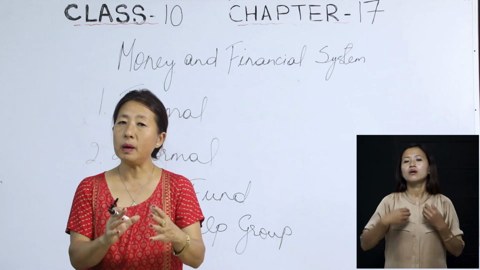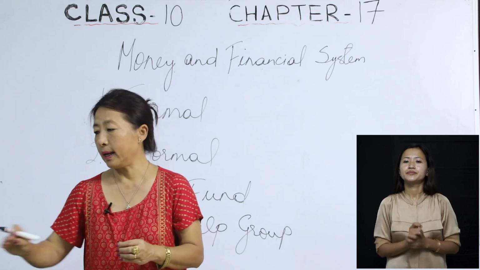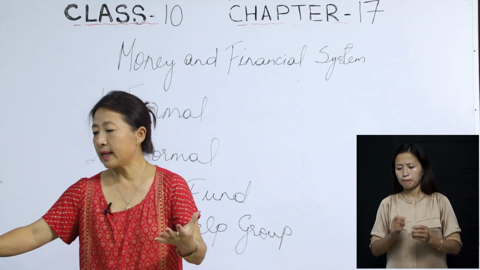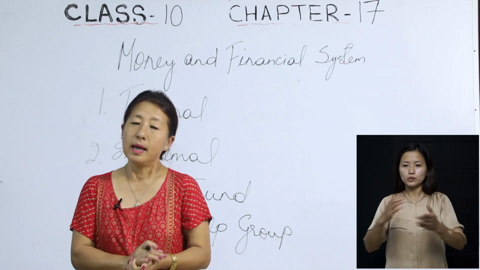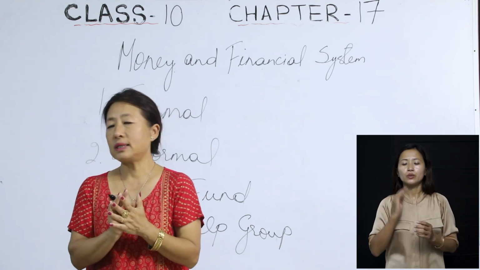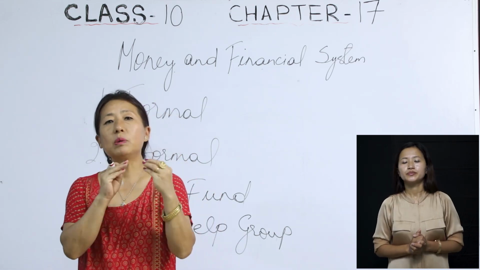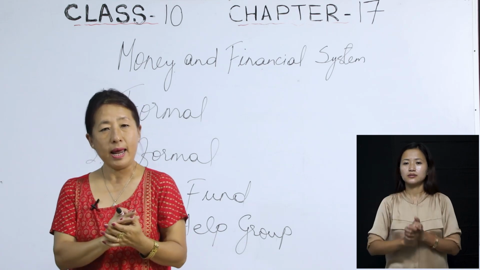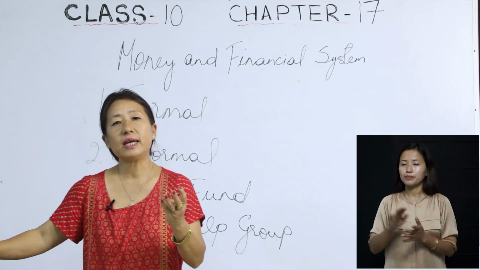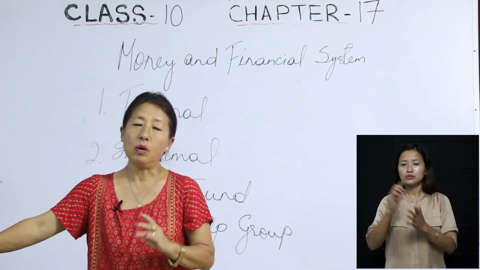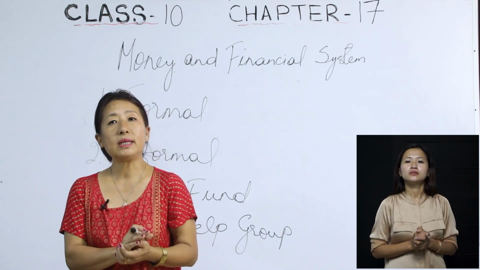So this was the problem that was being faced by the needy people, the poor people, and that is why the banks decided to come up with the self-help group. Now, a self-help group has its own members, usually 15 to 20 members.